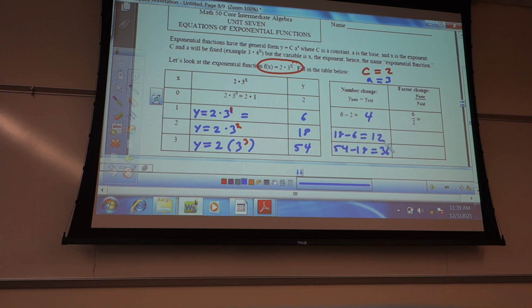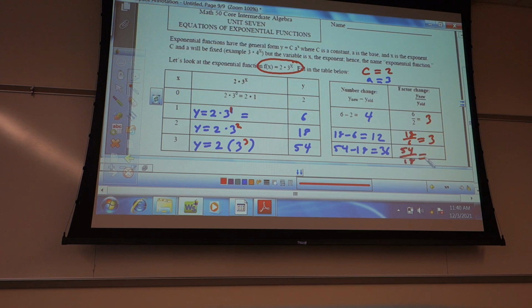So does it go up by a constant amount each time, by adding a constant amount each time? Is it linear? No. Okay, but let's look at the percent change each time, or the factor change each time. What's 6 divided by 2? 3. What's 18 divided by 6? 3. Now put in your calculator 54 divided by 18. It's got to be 3.